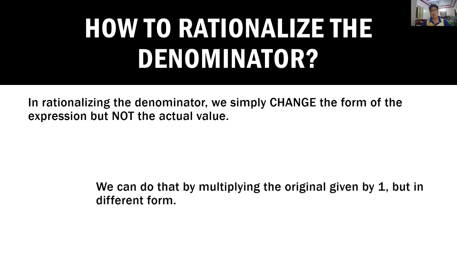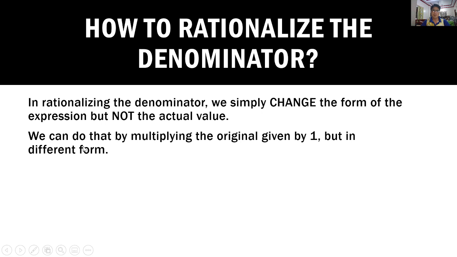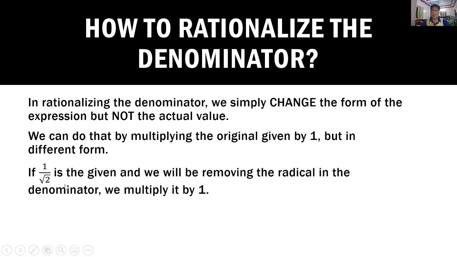How can we prove that the value doesn't change? We can do that by multiplying the original given by 1, but the 1 we mean is in a different form. Remember, we said multiplying it by 1. Why? Any number multiplied by 1 will be equal to the same number. Except that instead of 1, we will see a different form. Okay? For example, if 1 over square root of 2 is the given, and we will be removing the radical in the denominator, this is where rationalizing the denominator comes in.